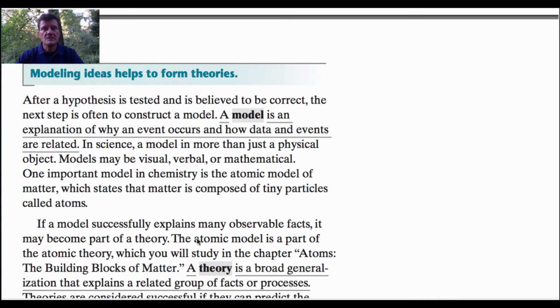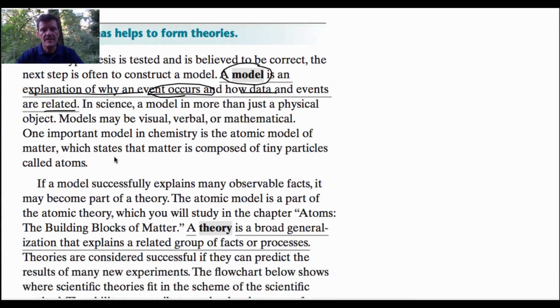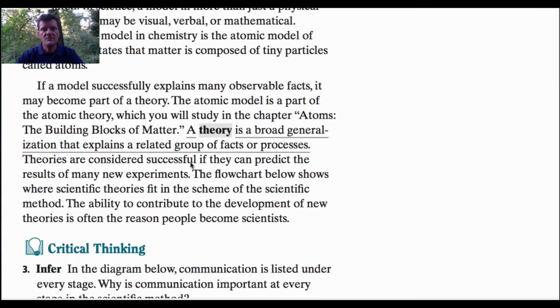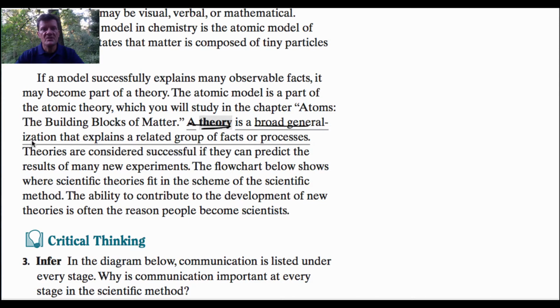We like to either draw or design or somehow formulate a model, and that model is going to help us represent something that may be hard to understand or see. We can't see the atoms and molecules, so we make models of those to help us understand what's going on. So it's that simple. A model is an explanation of why an event occurs and how data and events are related. But it's just simple. It's a simple tool to help us understand something better. Okay? So make sure you understand that and have that in your notes.